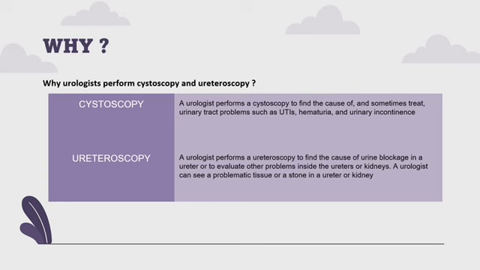So, why do urologists perform cystoscopy and ureteroscopy? For cystoscopy, a urologist performs it to find the cause of and sometimes treat urinary tract problems such as UTIs, hematuria, and urinary incontinence. While for ureteroscopy, a urologist performs it to find the cause of urine blockage in a ureter or to evaluate other problems inside the ureters or kidneys. A urologist can see a problematic tissue or a stone in a ureter or kidney.